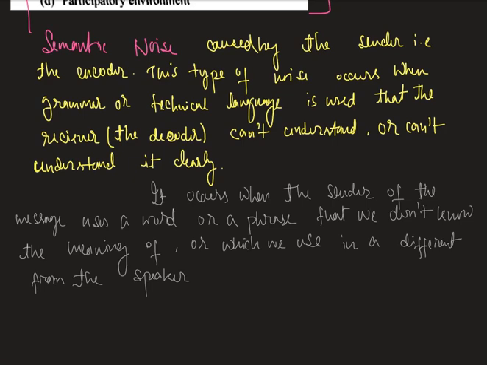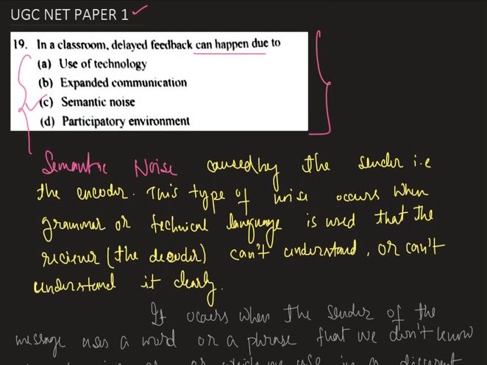And this is usually due to the encoder having failed to practice audience analysis at first, and the type of audience is the one that determines the jargon one will use. Therefore, the correct option is the semantic noise.